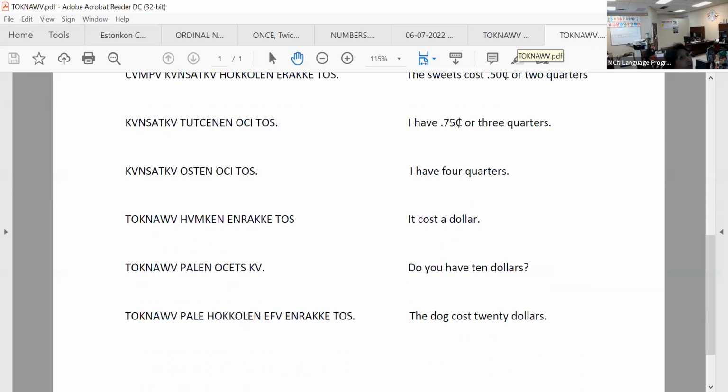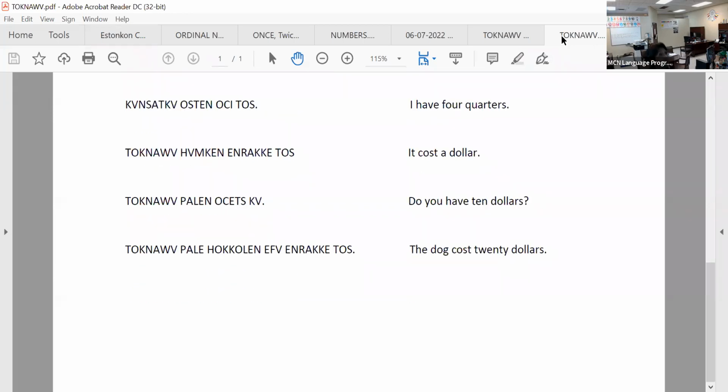Do you have $10? Dognawa Balin Oditska. Dognawa Bali Hokolen Ifa insakidos. The dog costs $20. I don't know what else to say.